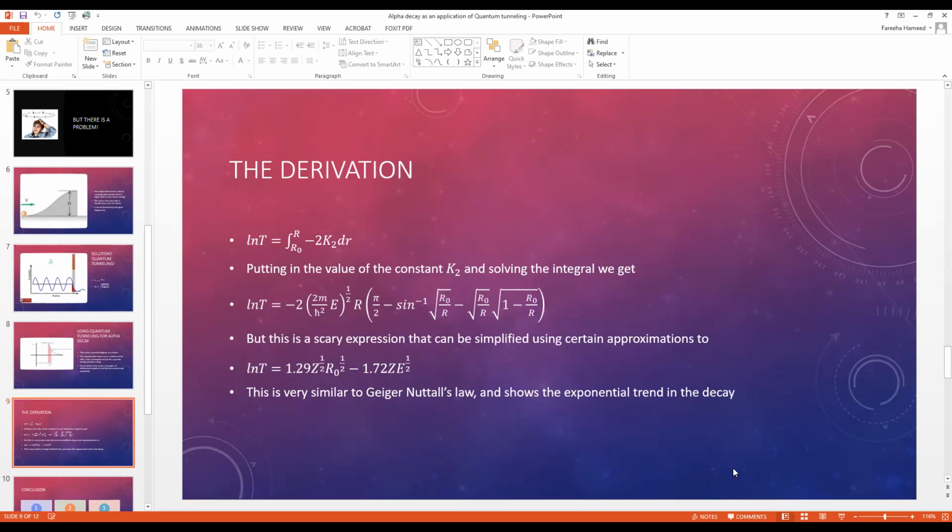Anyway, this is very similar to the Geiger-Nuttall law, and it shows exponential decay as we always see in alpha decay. So, what are the conclusions? There are three very basic, very interesting conclusions that I drew from it. First, radioactive alpha decay is only possible because of quantum tunneling. Second, such a process can never happen classically. Third, whenever classical physics stops working, go quantum. And this is it. Thank you very much for listening to me.